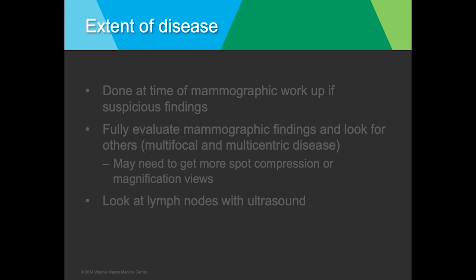So because of the suspicious findings, we move on to an extent of disease workup. This is done at the time of the initial mammographic workup for focal palpable concern if there are suspicious findings. We want to make sure that we fully evaluate the mammographic findings and look for others, to look for multifocal and multicentric disease. And as in this case, we may need to send the patient back for more mammographic views to be able to do this.